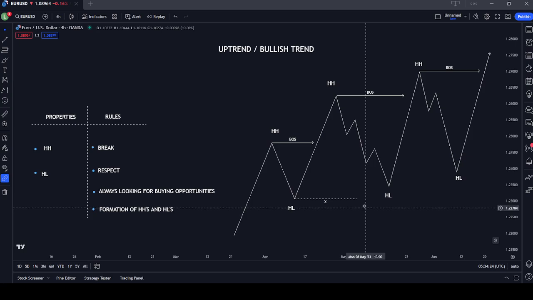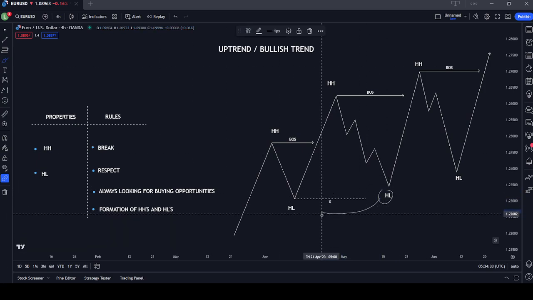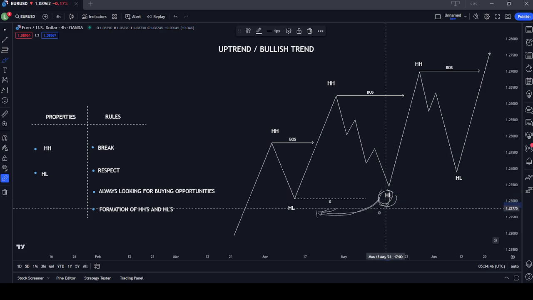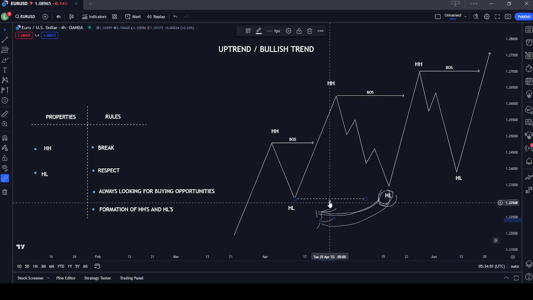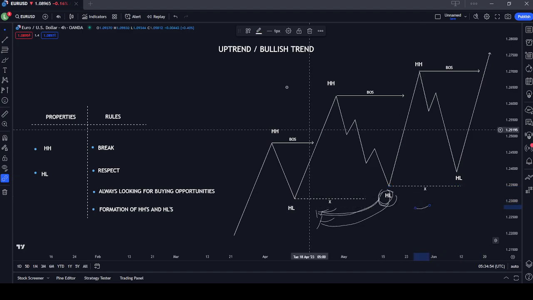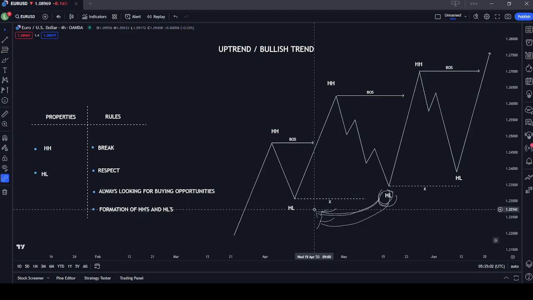As you can see, this higher low here didn't take out the previous higher low, which is what we want to see. We want to see this higher low respecting the previous higher low, because we are on an uptrend: we break higher highs and respect higher lows. As you can see again on this side, this higher low here didn't take out the previous higher low there. Let me cancel this.